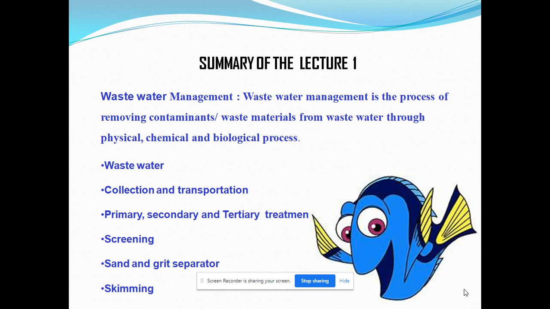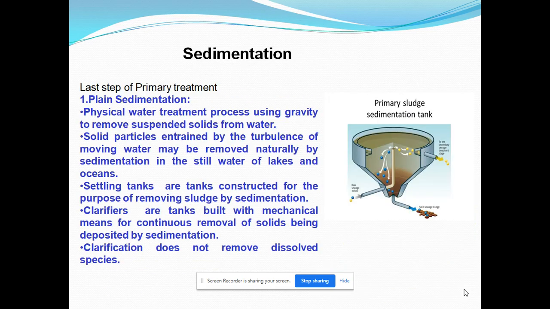We have learned various steps of wastewater management, that is, collection and transportation. We learned about primary, secondary, and tertiary treatment briefly. We learned screening, grit separator, and skimming in detail. After going through this e-lecture, you will be able to understand primary, secondary, and tertiary treatment in detail.